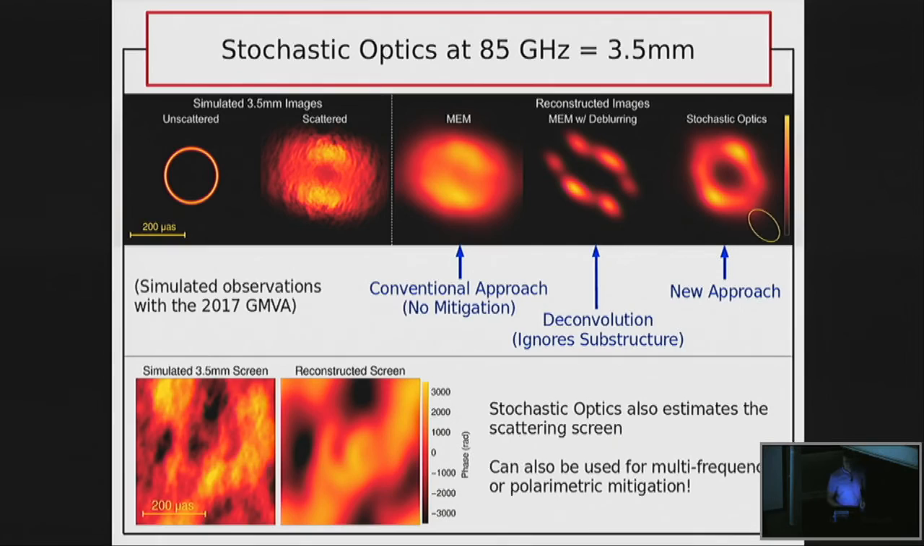Now, the other thing is with stochastic optics, you also get the phase screen along with this. And the neat thing there is that if you know the phase screen at one frequency, you know it at all frequencies. So this is another deterministic property of the scattering. So by creating the solution at 3 millimeters, you could use it as part of mitigation for something like the EHT. So how about for the EHT?